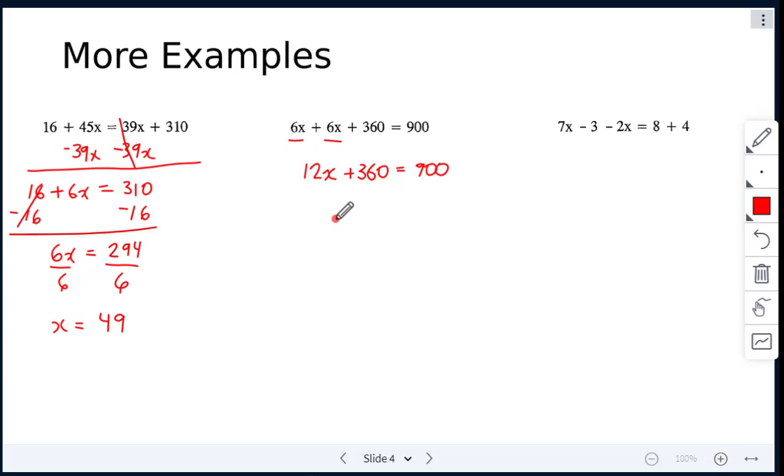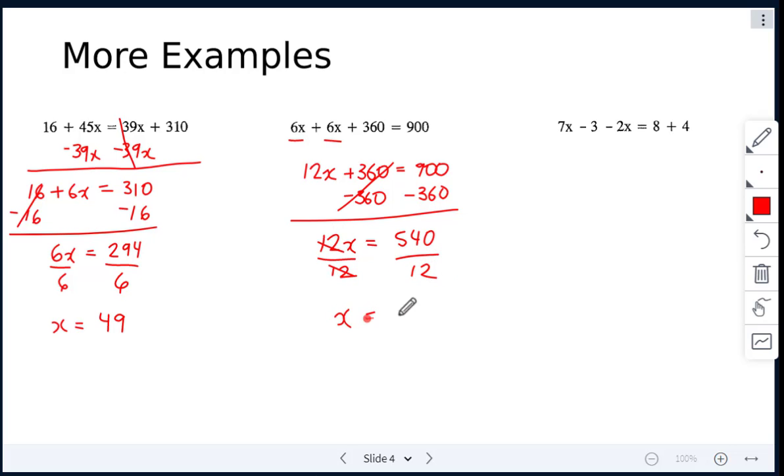Now it looks like a type 2 equation, so we would subtract 360 on both sides. All right, so now we end up with 12x is equal to 540. And then we would divide by 12 on both sides. And that leaves me with x is equal to 45.